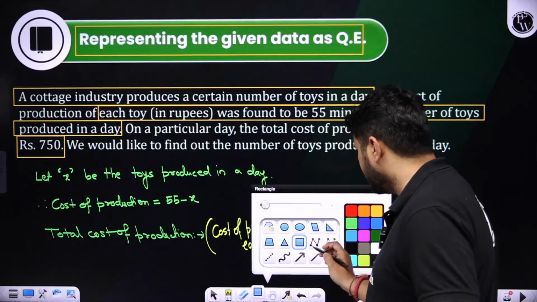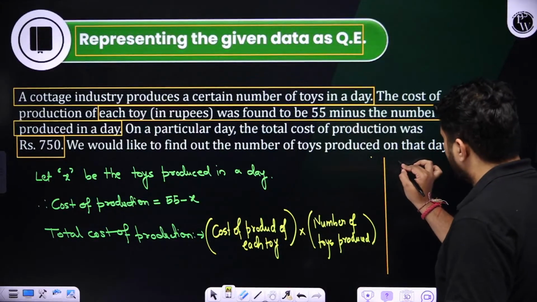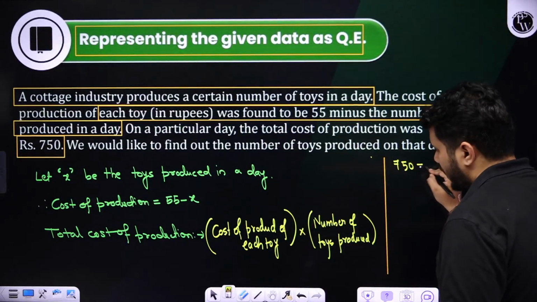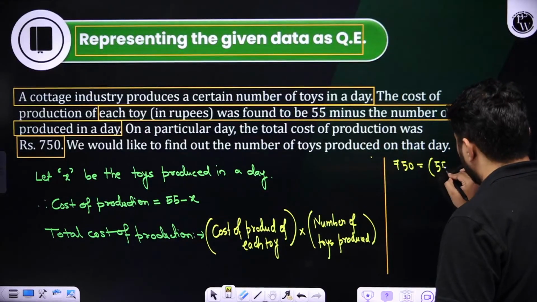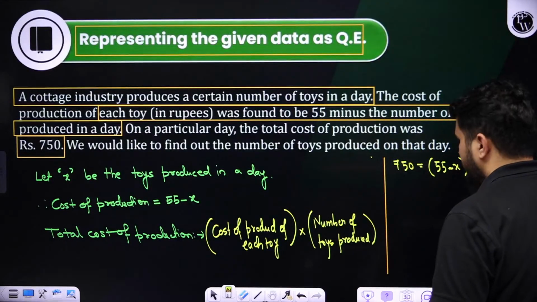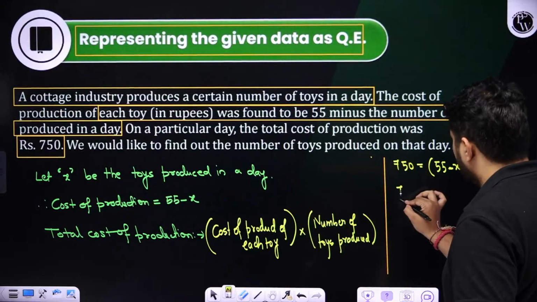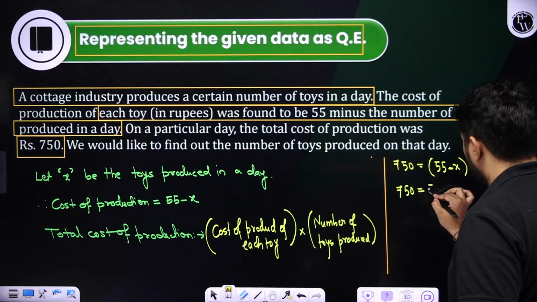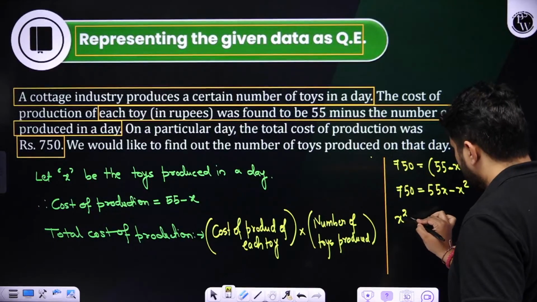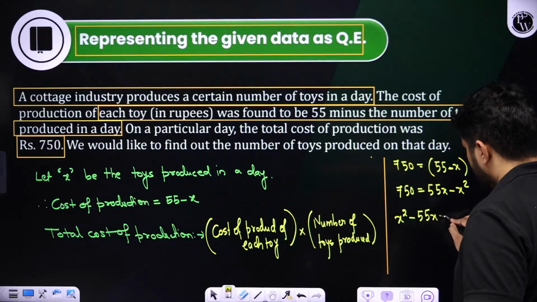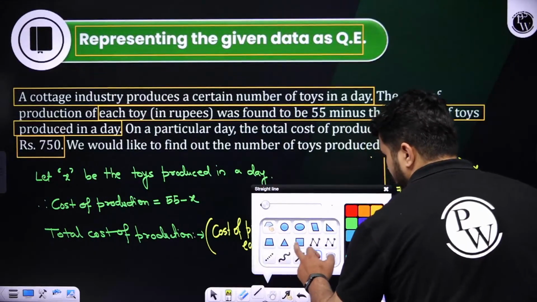This is the statement form. Now they are telling that cost of production is 750, and here we have cost of production of each toy 55 minus x, multiplied by number of toys, which will be x, in a day. Fine. So here 750 is equal to 55x minus x square. Bring this side, it will be x square minus 55x plus 750 is equal to 0. Correct? So now you need to solve this quadratic equation.